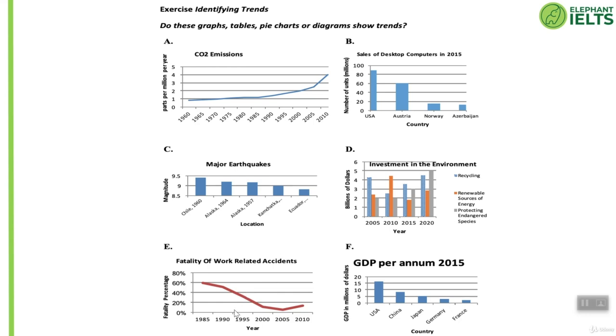Look at E, fatality of work-related accidents from 1985 to 2010. Is time moving forward? Yes, it is. So we can say this shows a trend. And for most of the period, it's a downward trend. Look at graph F, the bar chart. Does this one show a change over time? No, it doesn't. So we cannot say this one is a trend.